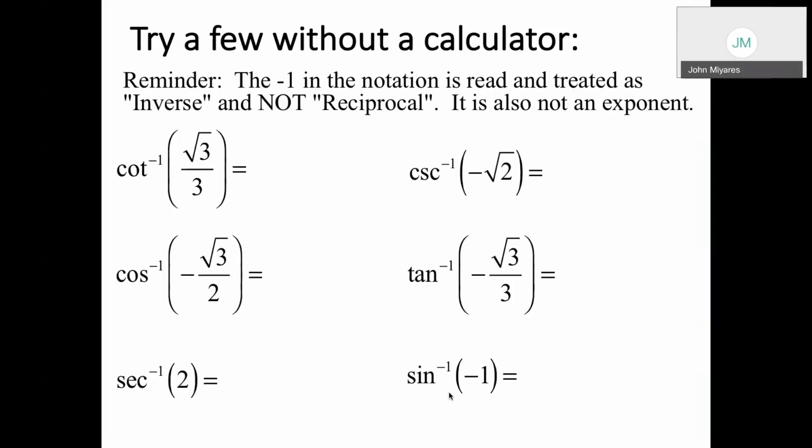Go ahead and pause the video to see if you can evaluate these expressions without a calculator on your own. All of them are tied to special angles that we've been studying for our mad minutes. So the reference angles are all 0, 30, 45, 60, or 90 degrees. See what you can do and we'll regroup in a bit.